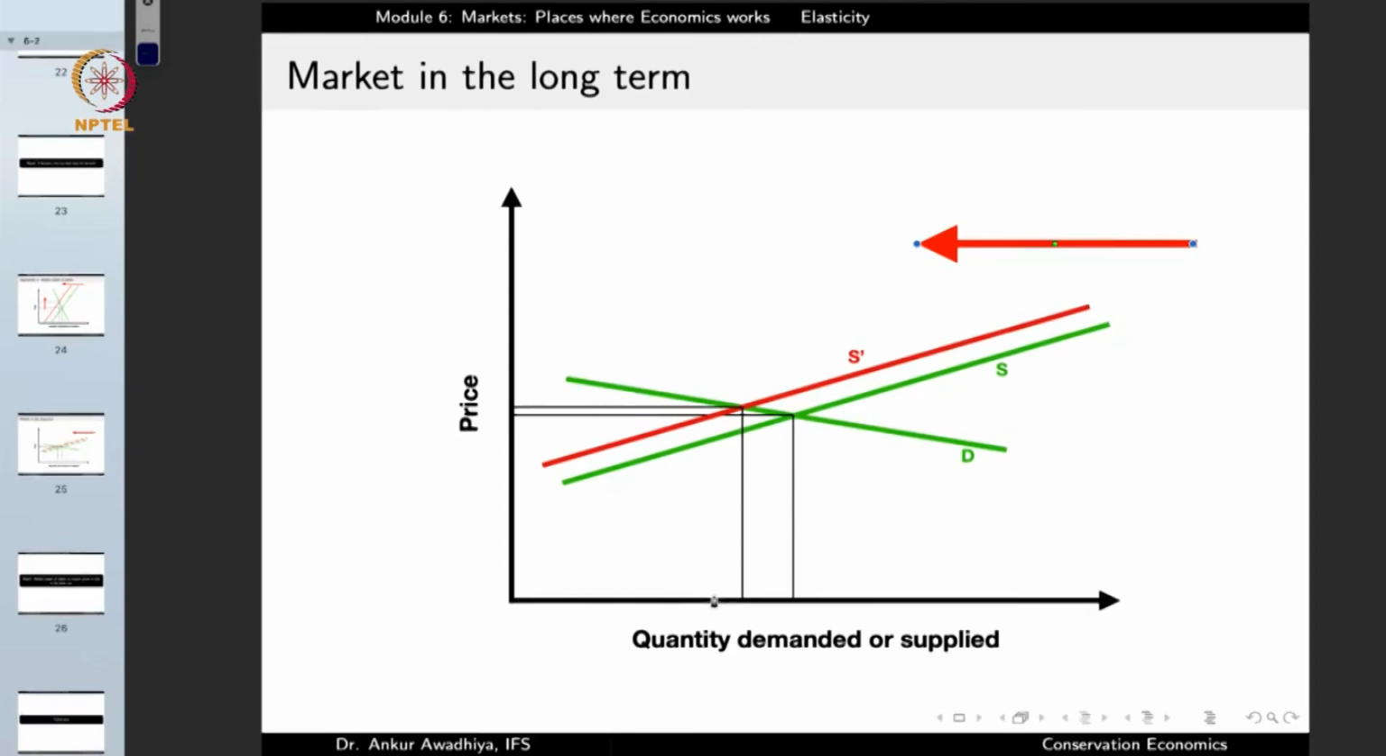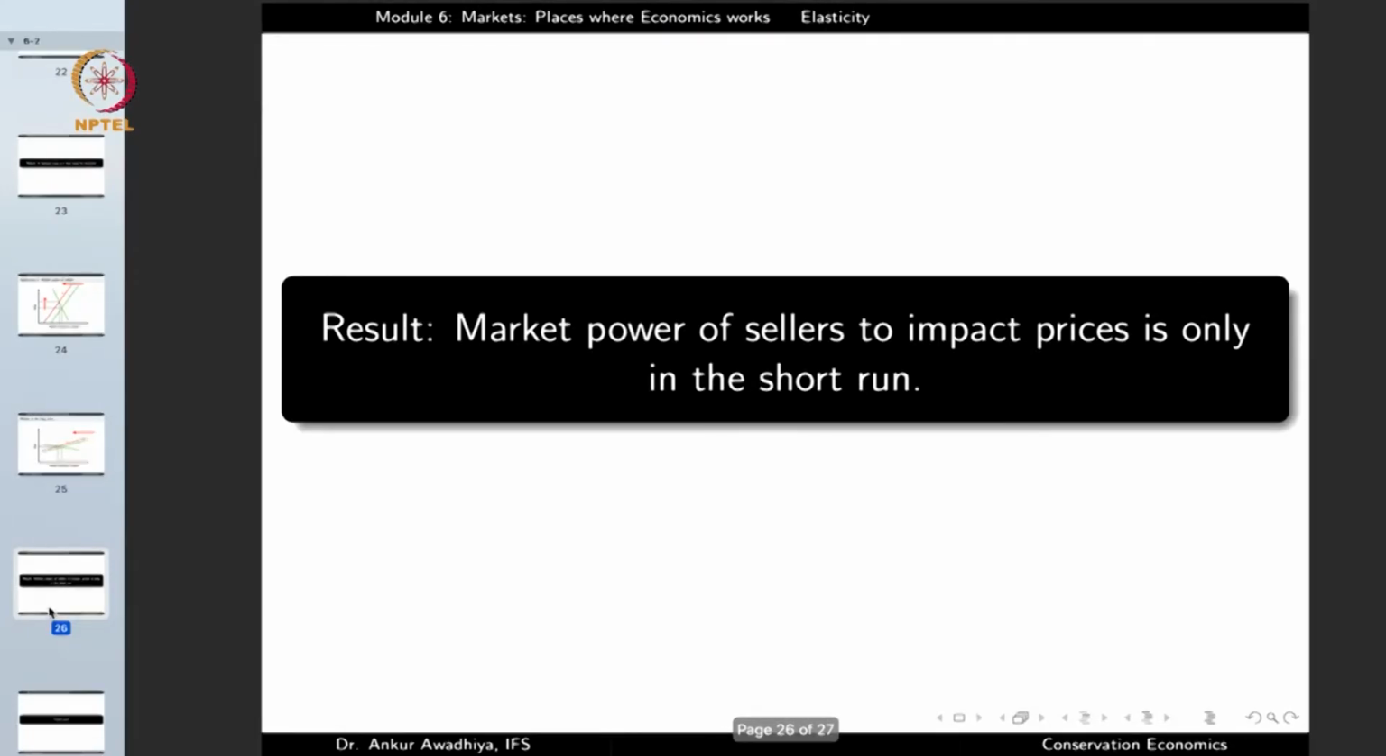But there is a big change in the quantity that is demanded or supplied when the sellers have reduced the supply into the market. So this small price difference is telling us that now the market power of the sellers is very less. So in the long term, these sellers have a very less amount of market power because the supply and demand curves both become more and more elastic. So what we can make out of this is that the market power of sellers to impact the prices is only in the short run.